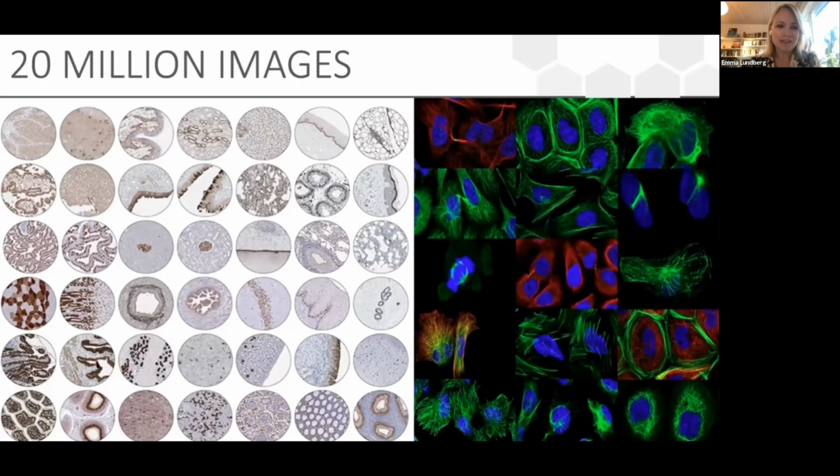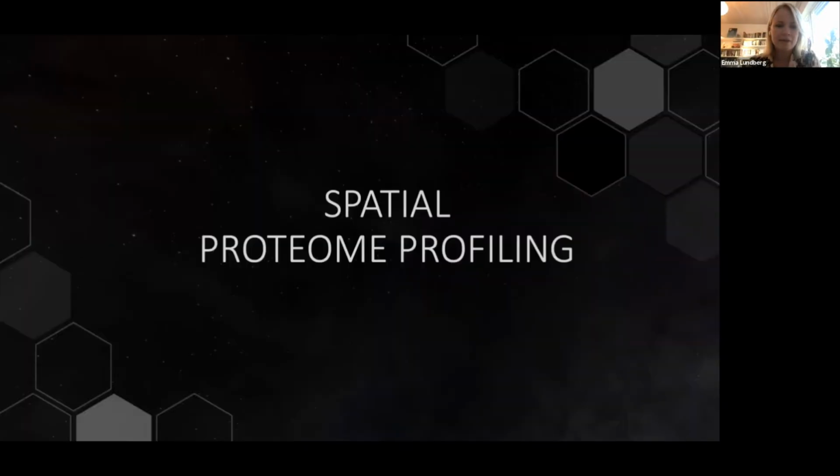But most importantly, the raw data that we produce is images. We have over 20 million images that have been systematically generated and systematically annotated. So this is a great data set if you want to develop pattern recognition algorithms or machine learning models to interpret spatial information, and I'll get back to that later in my talk. But to start out with, I'm going to start with the spatial proteome profiling that we're doing, and then move more and more into the single cell work that we're doing.